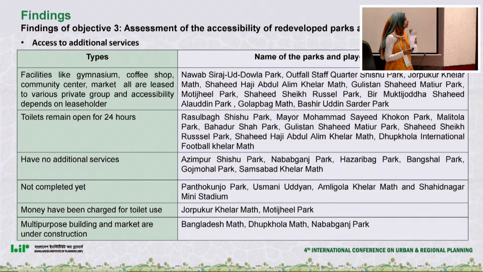In Azimpur Shishu Park, Nawabganj Park, Hazaribagh Park, Bongshal Park, Gojmahal Park, and Shamshabad Khelar Mathe, there are no additional services. In Jorpukur Khelar Mat and Motijil Park, money is charged for toilet use. And in Bangladesh Mat, Dhupkhula Mat, and Nawabganj Park, there are buildings under construction like a multipurpose building or market. That's why these facilities are still not accessible.